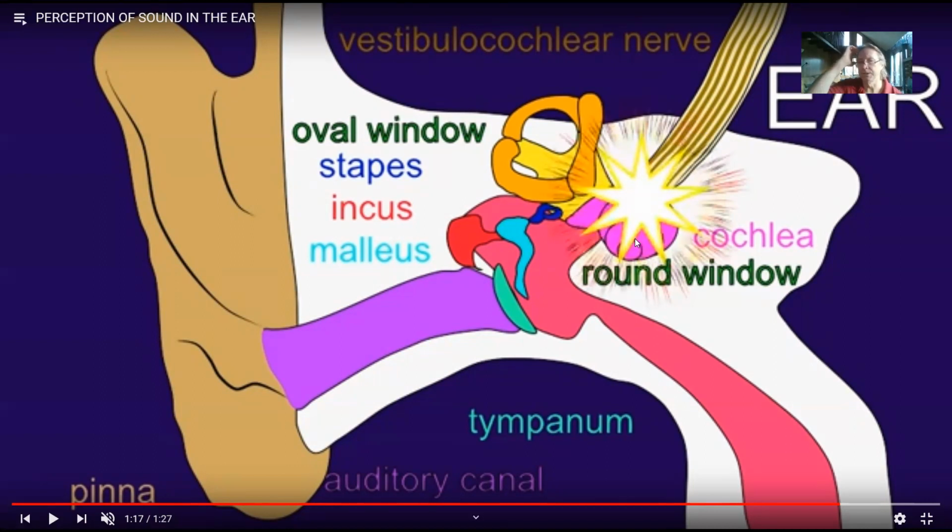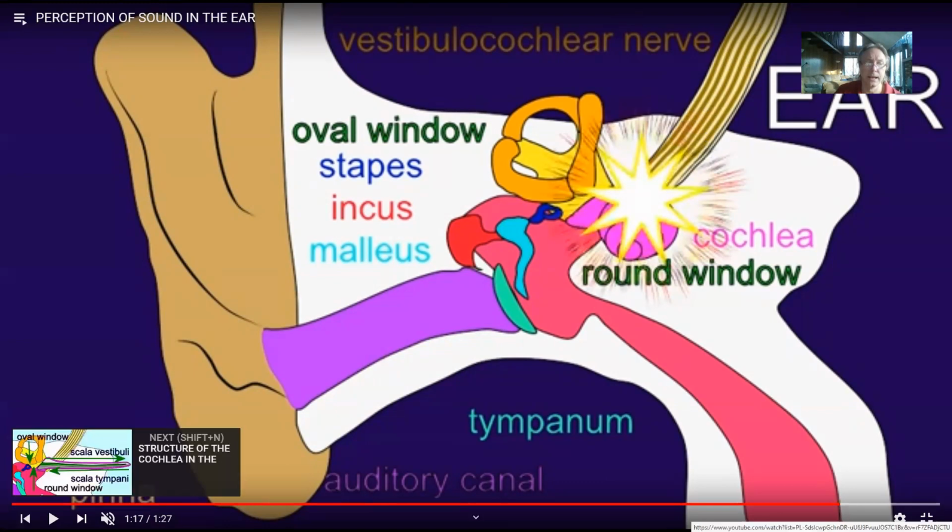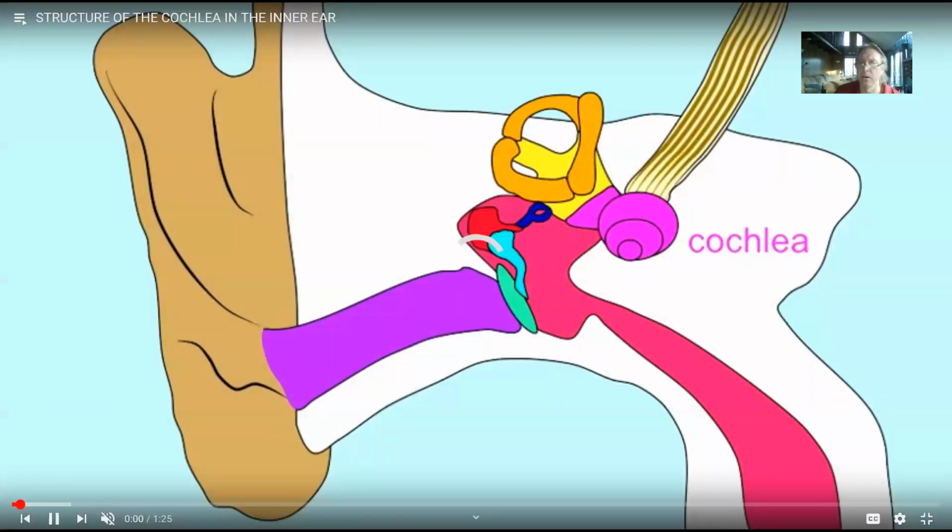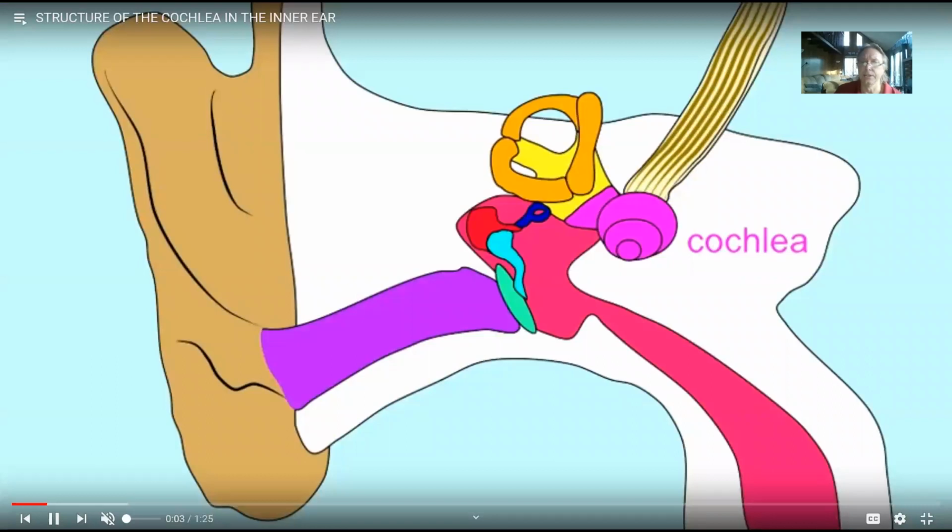This cochlea is where we perceive sound, and that is then relayed to the brain through the vestibulocochlear nerve. That's where the cochlear part comes from, obviously, and this is what passes through the internal auditory meatus in the temporal bone. Okay, so if we were to take the cochlea and uncoil it, that will just make our analysis easier.